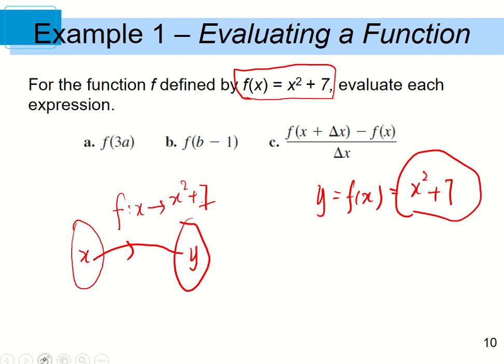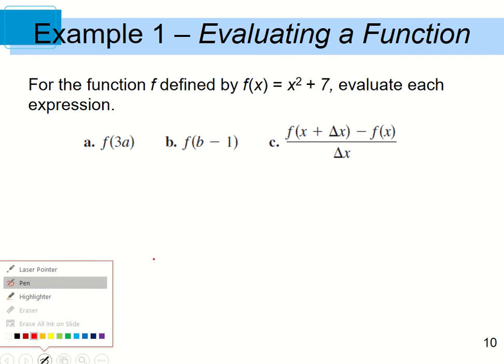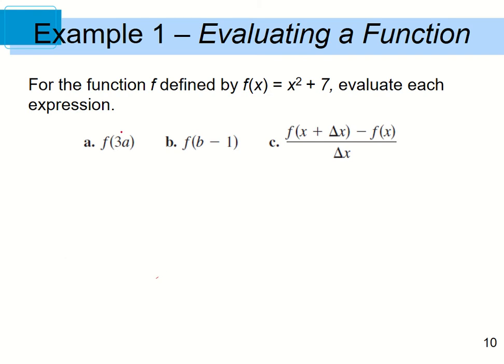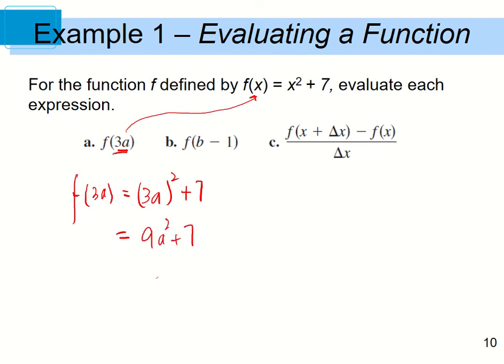So x squared plus 7 will give us the y. Okay, now let's see what happened here. Right, so when we have f(3a), this 3a is actually the input, because the x is the input. Now when we have 3a as the input, therefore this x here will become the input. So we are going to find the output in this way. So we replace the x with the input 3a, and when we solve this, we have 9a squared plus 7. So this is actually the y.